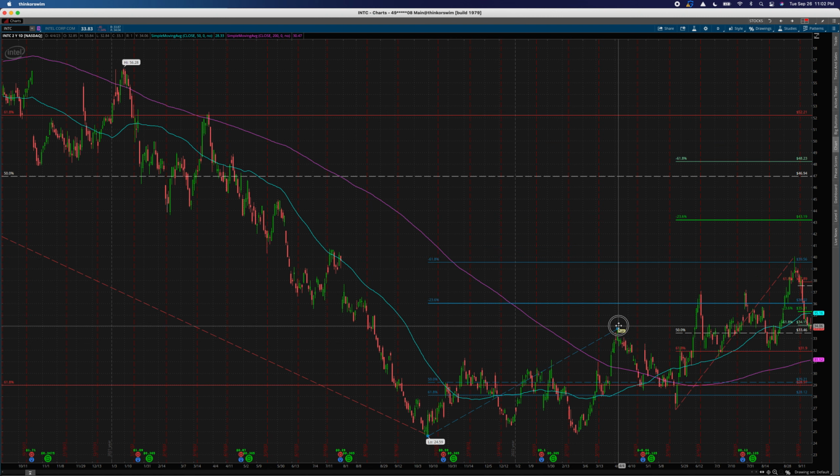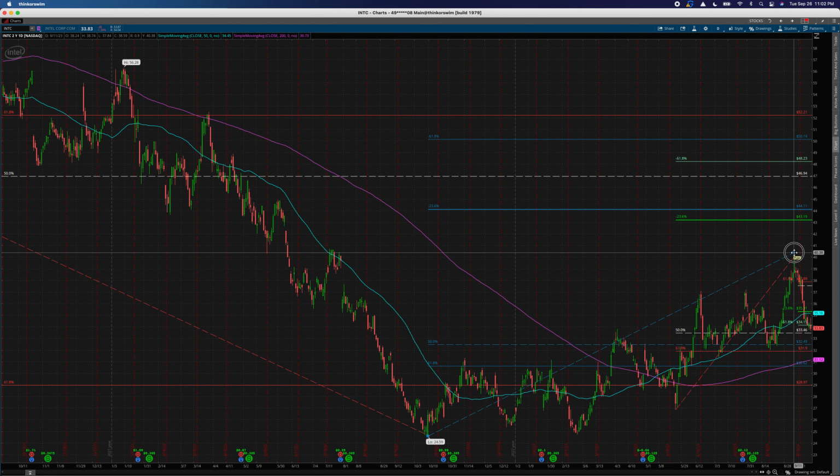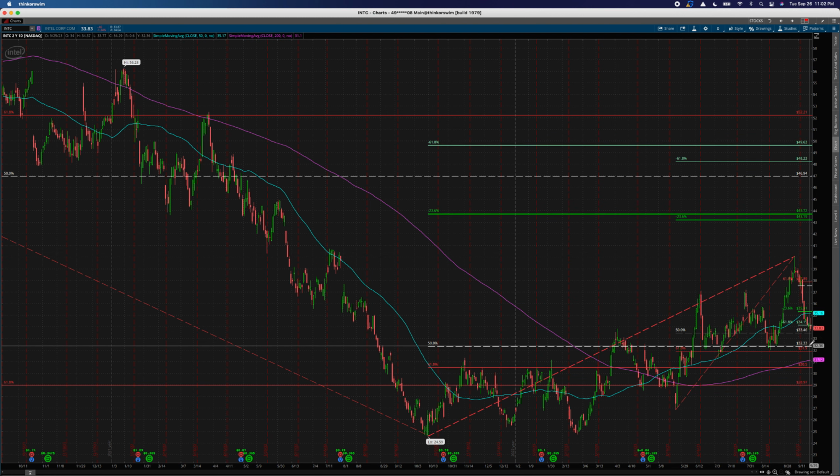So this 50% long completed from 29 all the way to 36. That's where that next 50% long comes from. The full 50% long is around 32, 33, and our 200 SMA is going to be around 31. So there could be some buyers down there waiting. We'll see what Intel decides to do.